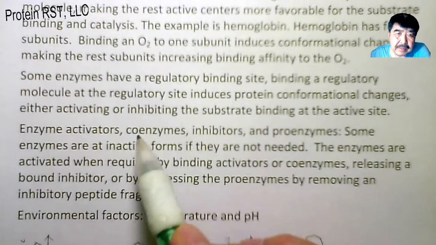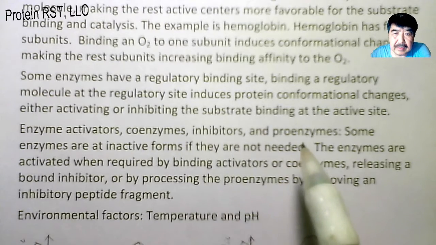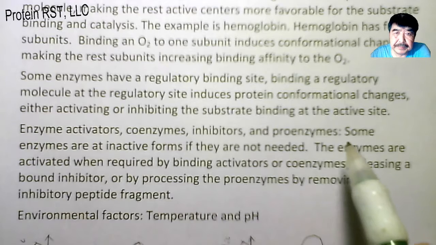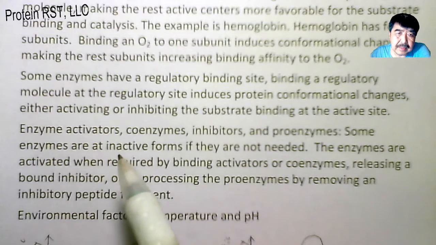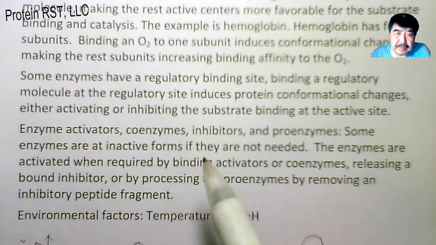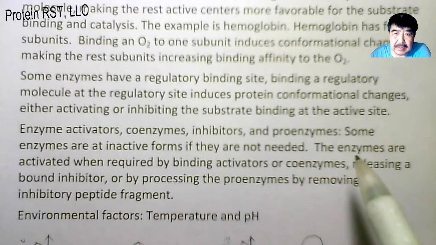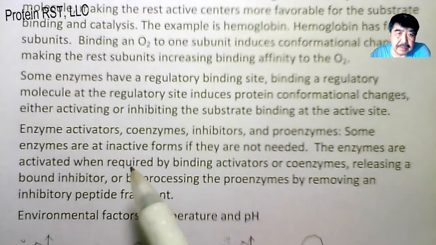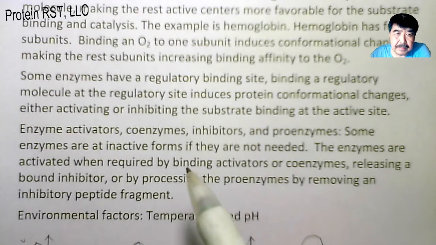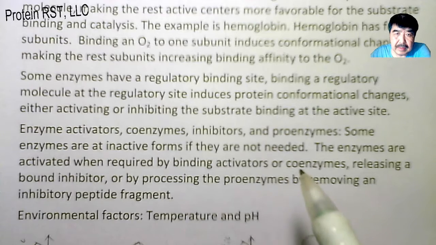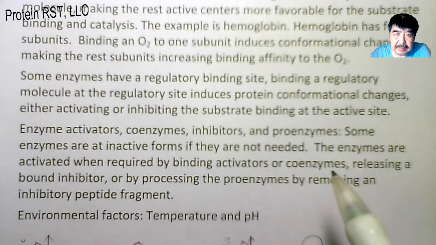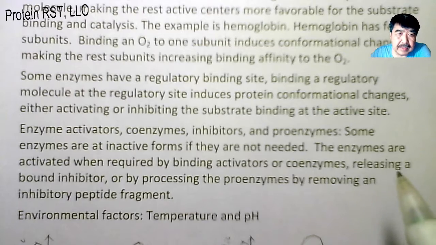Enzyme activators, coenzymes, inhibitors, and proenzymes. Some enzymes are in inactive forms if they are not needed. The enzymes are activated when required by binding activator or coenzymes, or releasing a bound inhibitor, or by processing the proenzyme by removing the inhibitory peptide fragment.